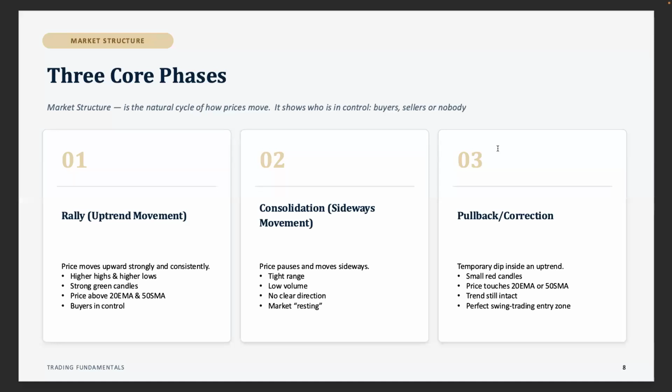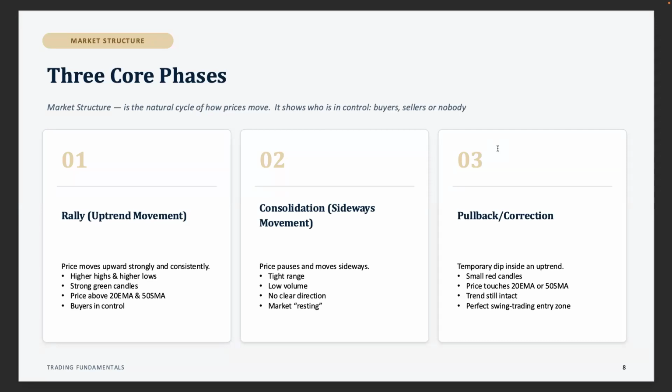Those are rational individuals at different locations at different points making decisions as to what they want to buy and what they want to sell. And the aggregation of their decisions is what forms the market structure. It shows who is in control, whether it's the buyers that are in control, the sellers that are in control, or there's nobody in control.